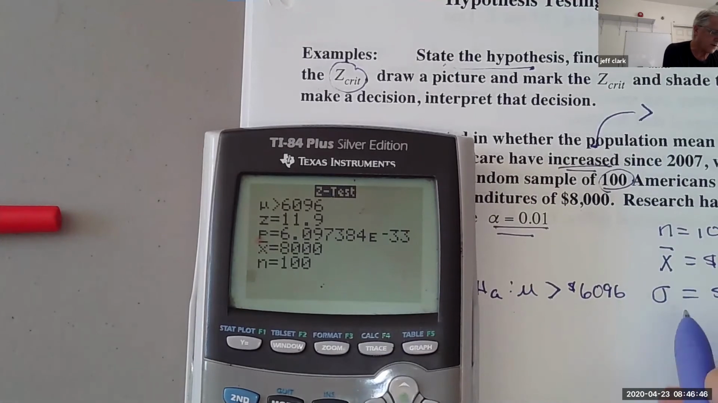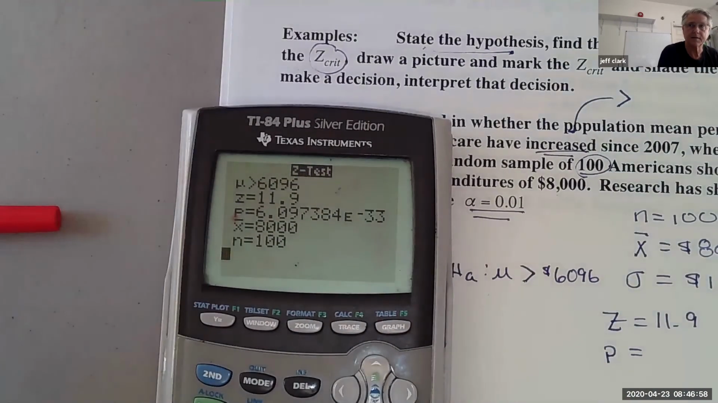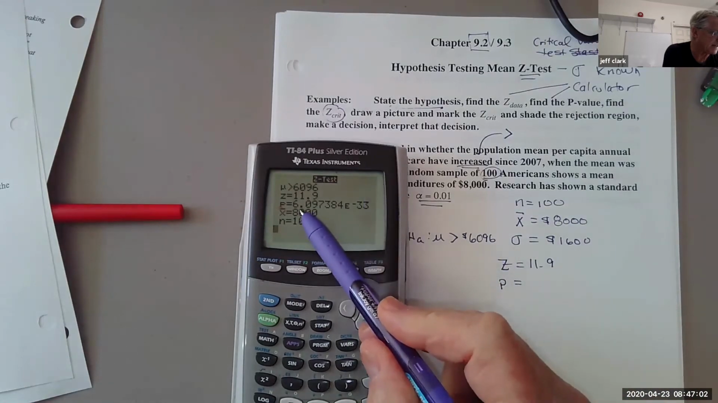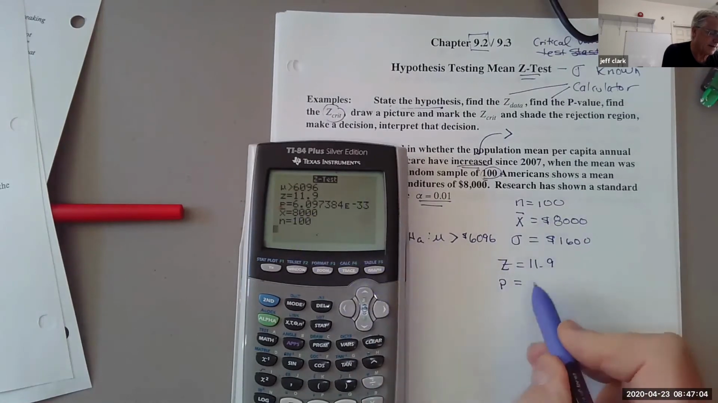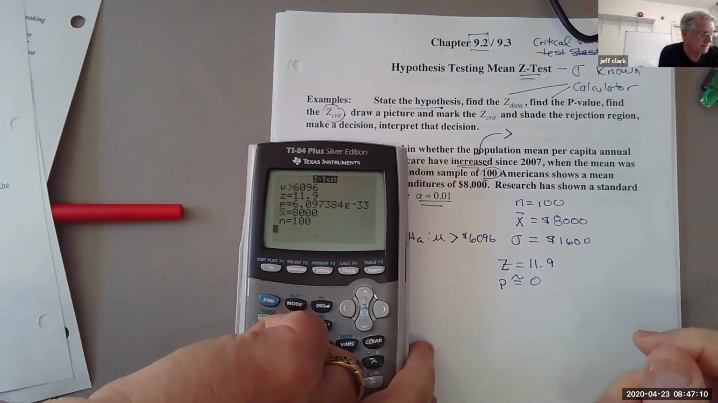The few numbers I want you to write down is Z equals 11.9. P equals, well, that's crazy, isn't it? Remember that scientific notation: take the decimal, move it to the left 33 times. That's basically 0. Okay, pull this away.